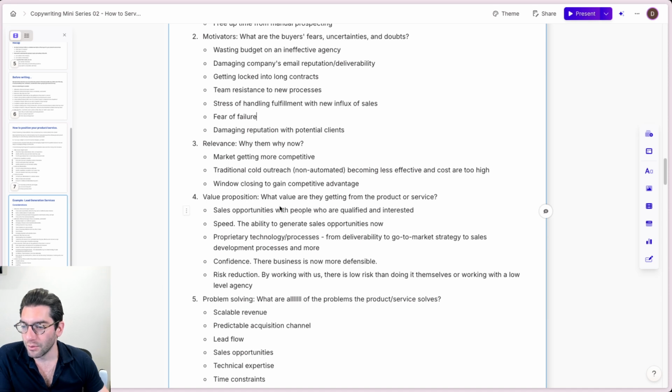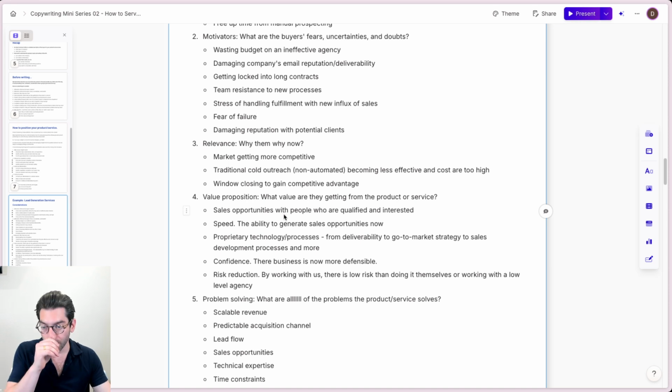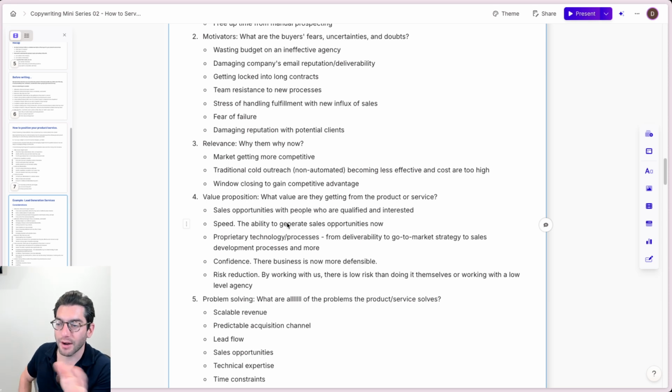Value proposition. What value are they getting from the product or service? Sales. So why would they buy this? What is the actual value in getting this? The value is they're getting sales opportunities. When you buy lead generation, you're getting sales opportunities with qualified people who are interested in buying your stuff. Okay, that weighs itself in gold, or the expression, something like that. Anyways, very valuable. The speed.